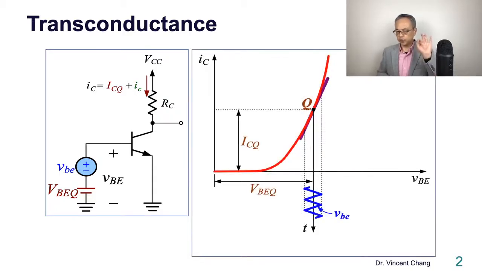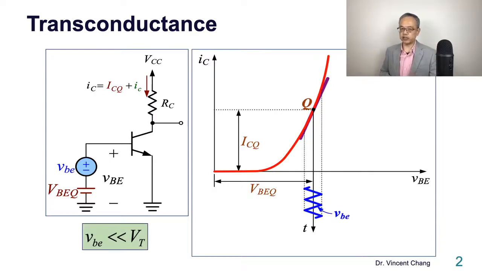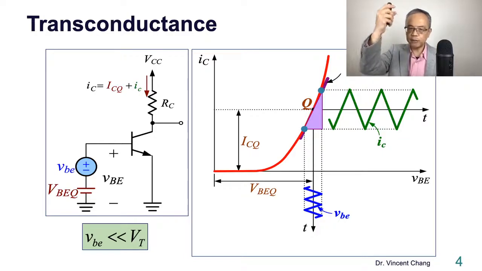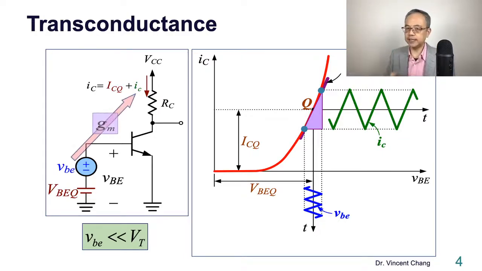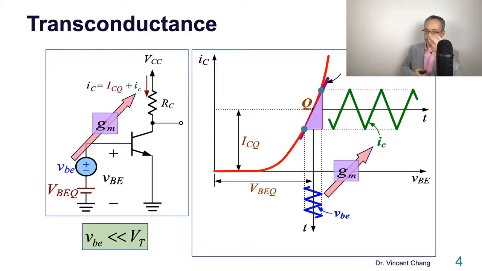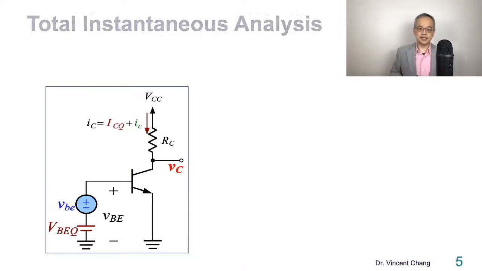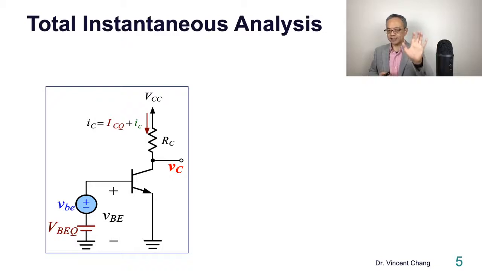Transconductance for the BJT. If we focus on the BJT, then the exponential IV curve can be treated as a straight line under this small signal approximation. vbe is much less than the thermal voltage. Then you will see a linear relationship between the AC output current and the AC input voltage. That ratio is defined as the slope of this purple triangle, which is defined as the transconductance.